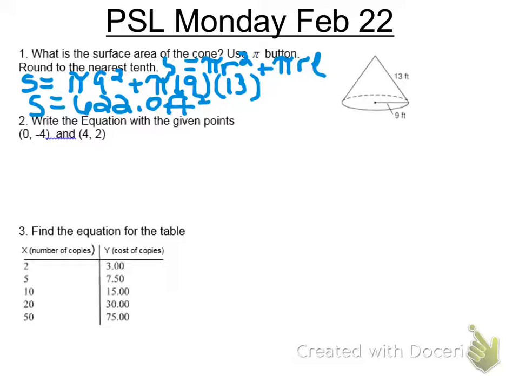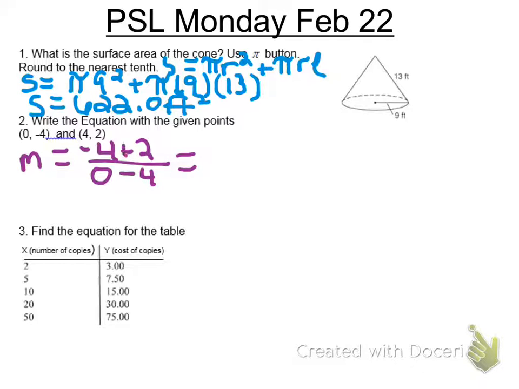Number 2 is asking us to write an equation given the 2 points. Remember that finding the slope of a line, or our m, we take the difference of the y's, which is -4 minus 2, over the difference in the x's. But make sure you keep them in the same order. You've got 0 minus 4.